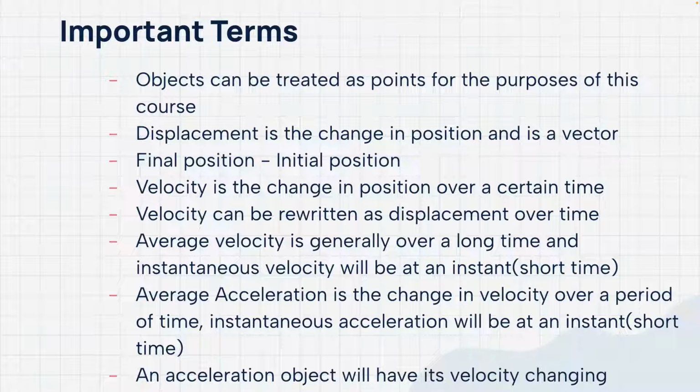Average acceleration is the change in velocity over a period of time. So how much velocity changes over a period of time? Think of acceleration to velocity as the same as velocity to displacement. Instantaneous acceleration will be at an instant, the change of velocity over a short amount of time. And an accelerating object will have its velocity changing. So if an object is accelerating, by definition, that means its velocity is changing.